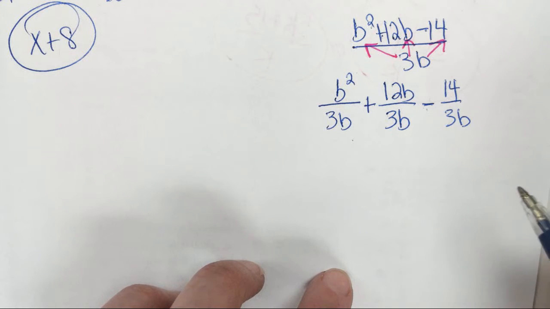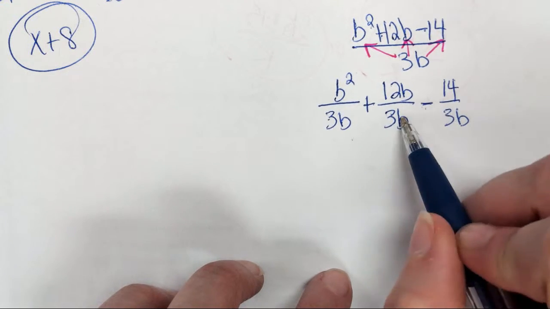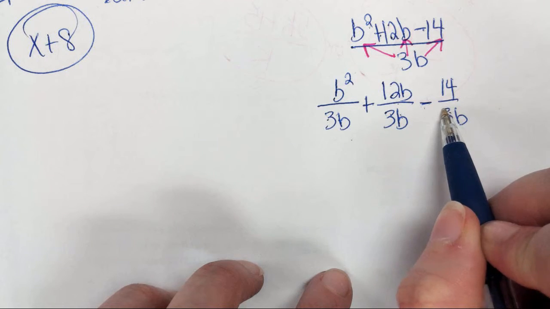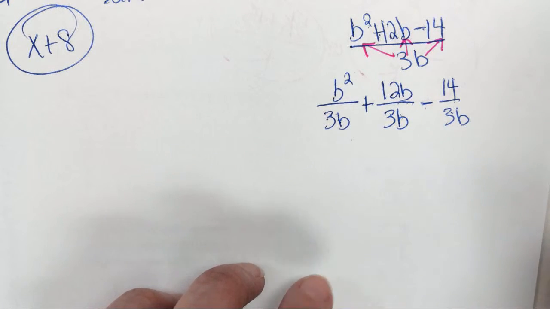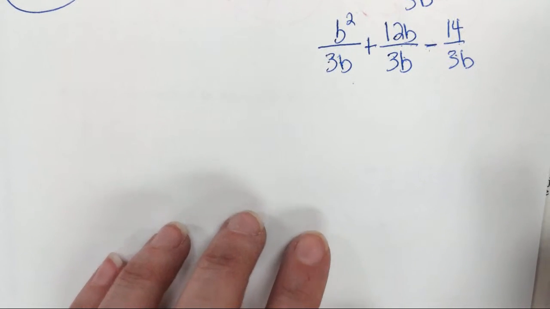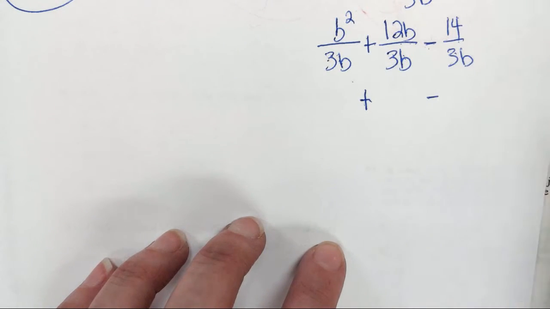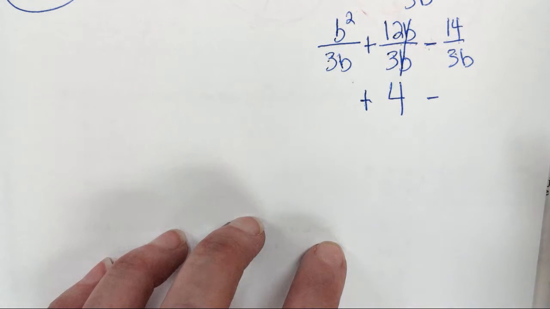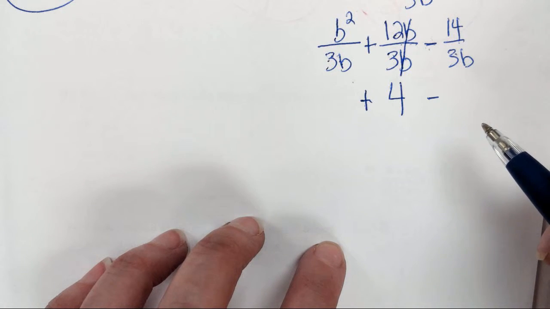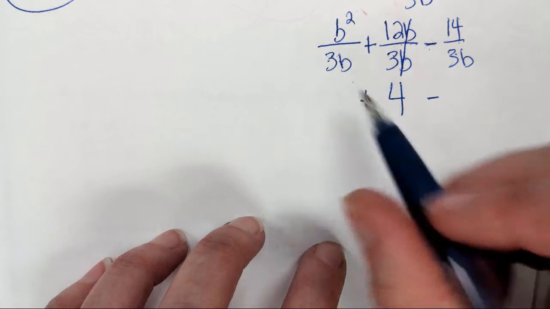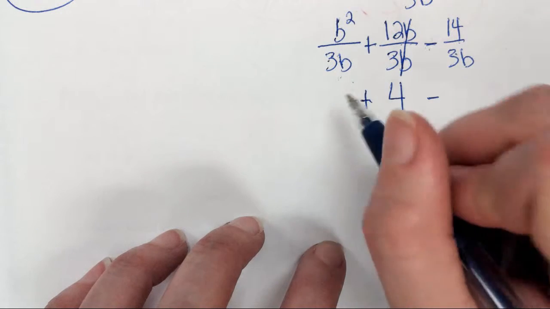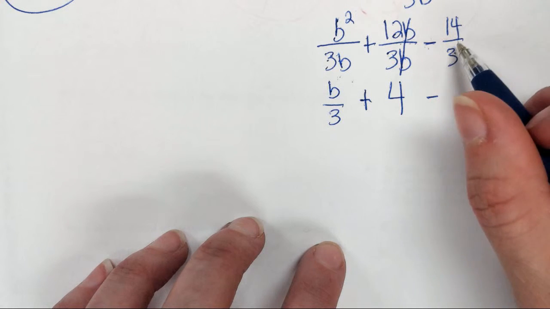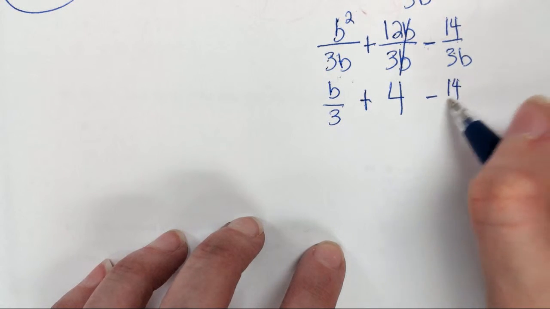Okay, the reason I do this is because now that they are all separated, I can look at each individual one and simplify. So how many of these do you have? 3. Do you see something? 12b over 3b. Okay, what happens? It's just 4. The b's cancel out. Okay, what else do you see? Alright, this one right here. What do I get? b over 3. There you go. And this one? So what do I do to it? Bring it down. There you go.